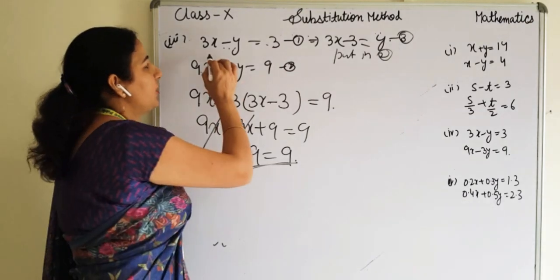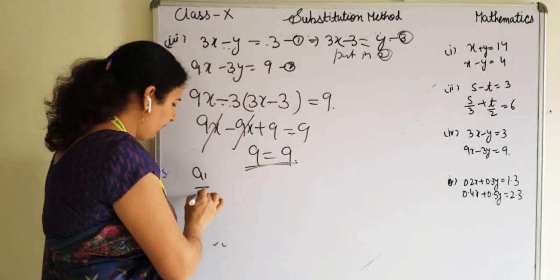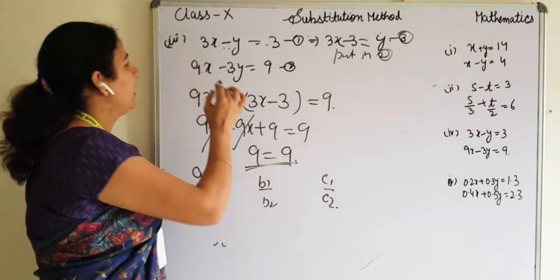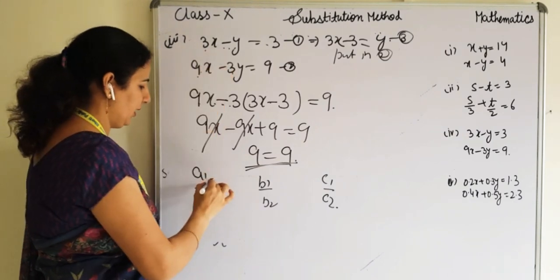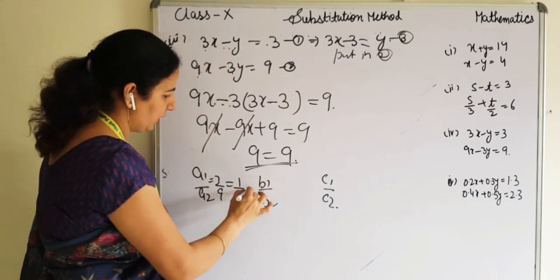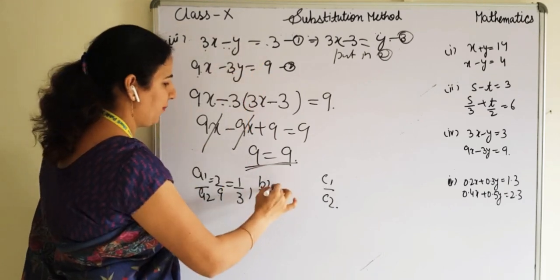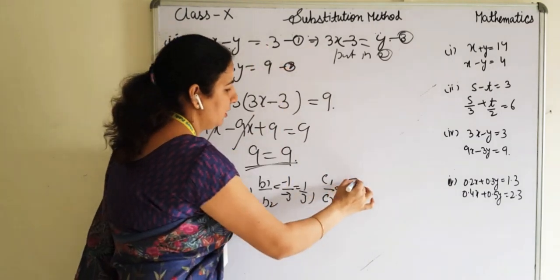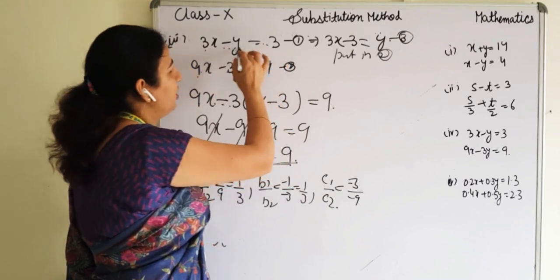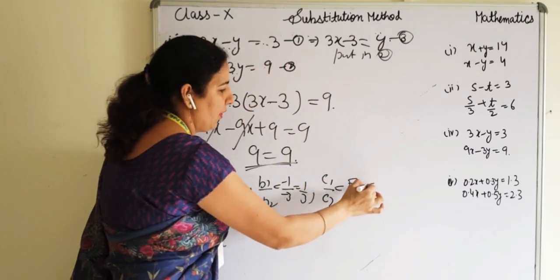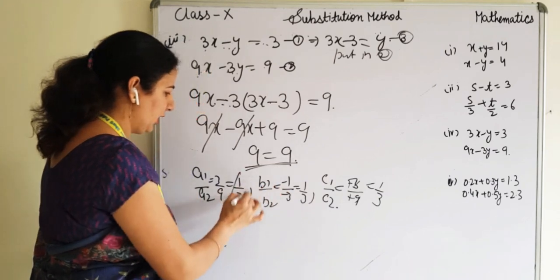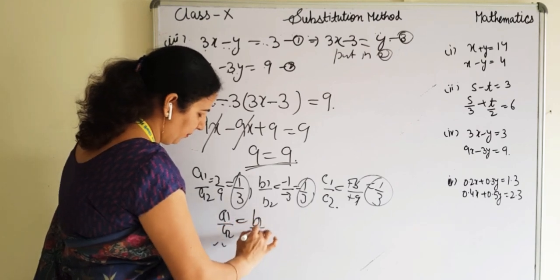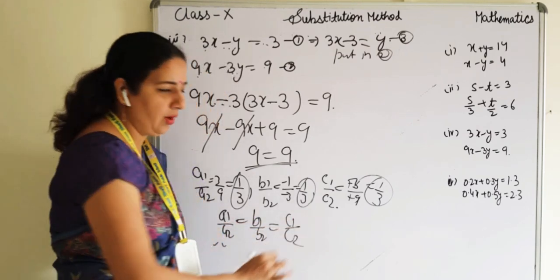Actually students, when we started this question, we should have checked a1 upon a2, b1 upon b2 and c1 upon c2. See, a1 upon a2, 3 upon 9, is 1 upon 3. b1 upon b2, minus 1 upon minus 3, is 1 upon 3. c1 upon c2, minus 3 upon minus 9. When we shift this side, they both will be minus. 1 upon 3, it is also 1 upon 3. It means a1 upon a2 is equal to b1 upon b2, which is also equal to c1 upon c2.